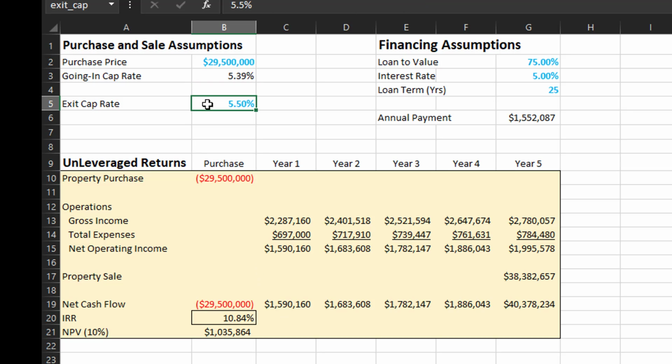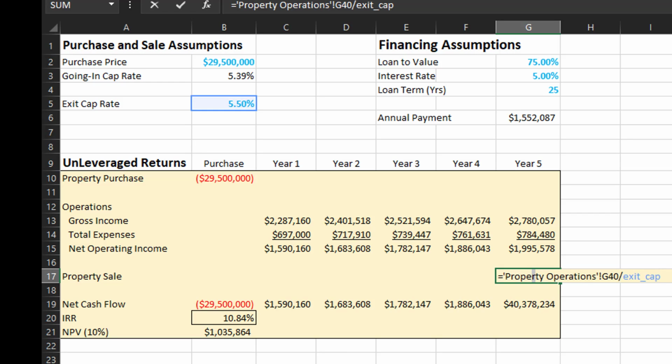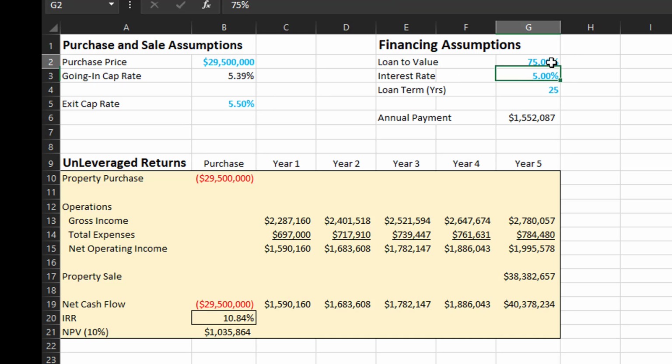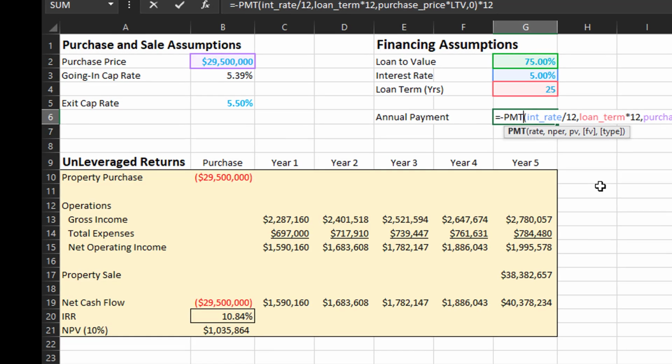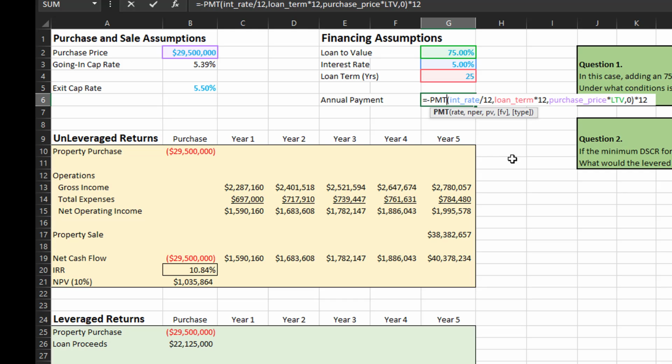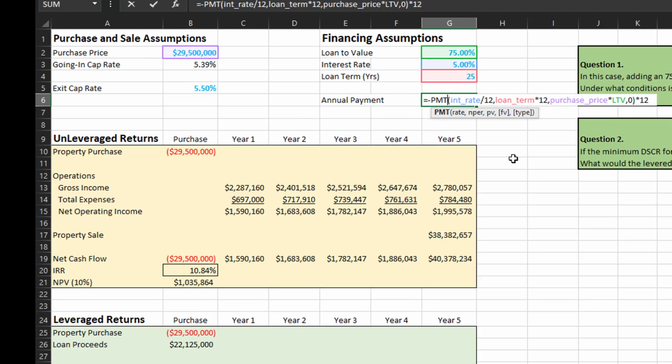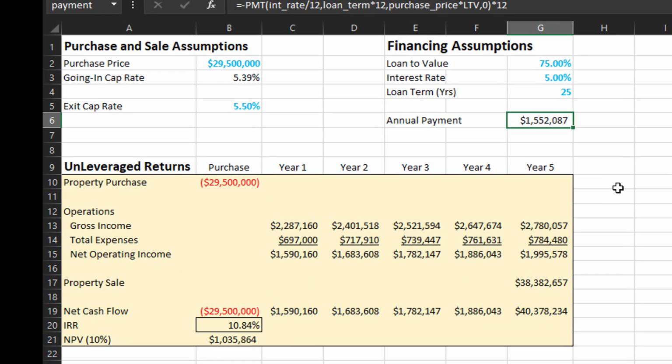And the exit cap rate is what we're selling it at. That's what this number is right here. It's based on year 6's NOI divided by the exit cap rate. So let's talk through this thing. We got some financing assumptions, 75% loan to value, interest rate of 5%, 25-year amortization. The annual payment is going to be calculated above. We figure out the monthly payment, annualize it by multiplying times 12. That's what's happening there at the very end of that formula. And so we've got our annual debt service payment.